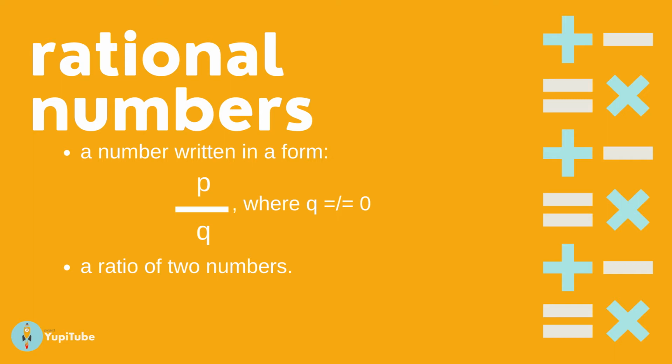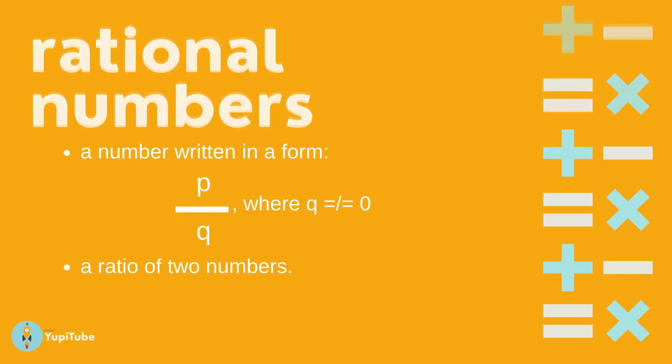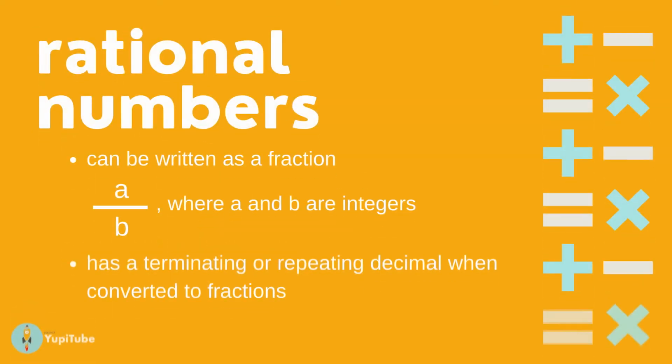The reason why P over Q, where Q must not be equal to 0, is that P over Q can also be read as P divided by Q. Q cannot be 0 because we cannot divide a number by 0. A rational number can be written as a fraction, A over B, where A and B are integers.